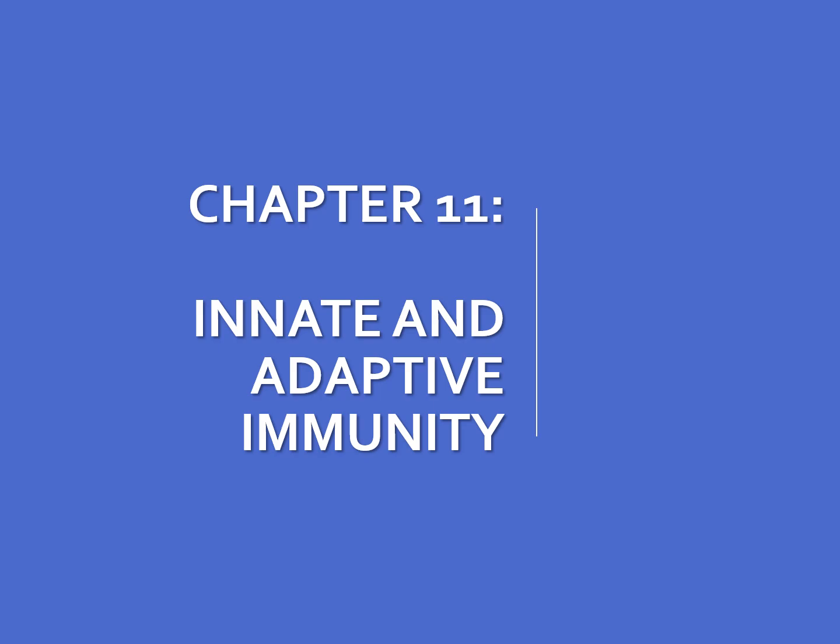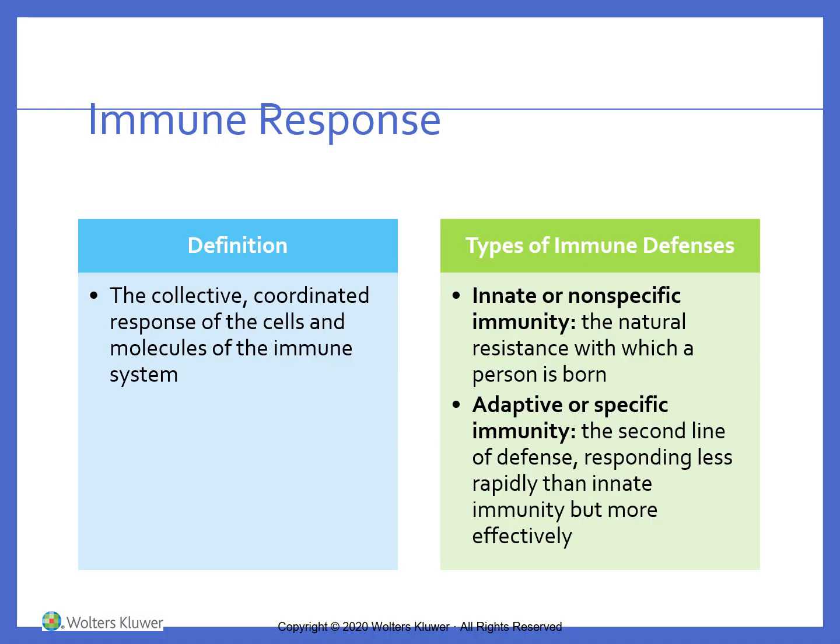Chapter 11 discusses innate and adaptive immunity. So the definition of an immune response is the collective coordinated response of the cells and molecules of the immune system. And within that immune response, we have two separate types of immune defenses that work together to provide the entire immune response. So we have our innate or our non-specific immunity.